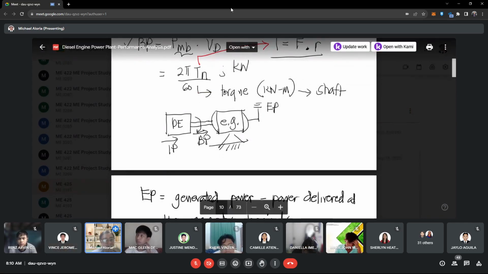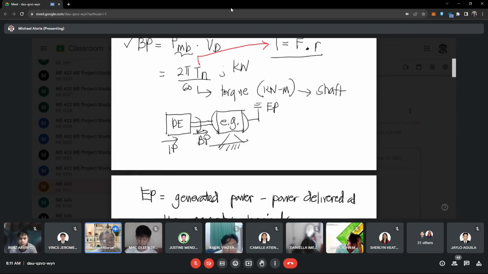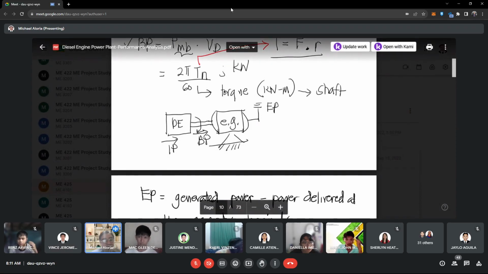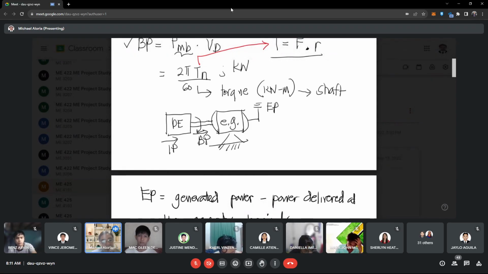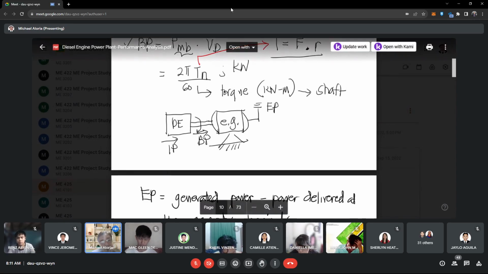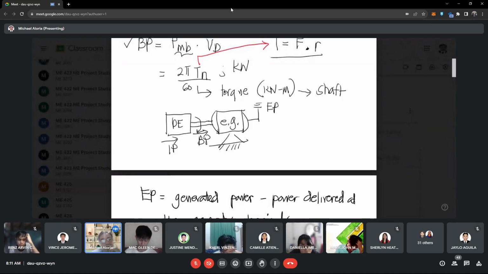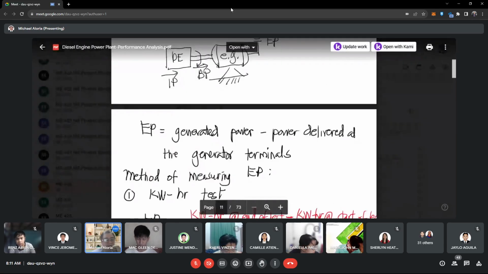Okay, machine design. So kung titingnan uli natin, this is the flow of power. Laging palabas siya. Okay? From IP to BP to EP. Okay, finally your EP is your electrical power output. Ito na yung pupunta sa ating transmission and distribution system. This is basically your plant capacity, your megawatt power output or kilowatt power output. Yun ang definition ng ating EP. Okay? So EP is the generated power. This is defined also as the power delivered at the generator terminals.